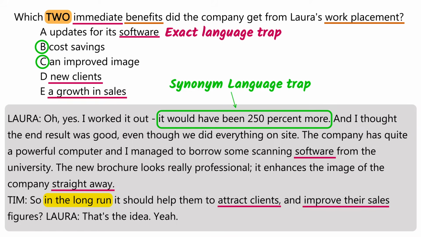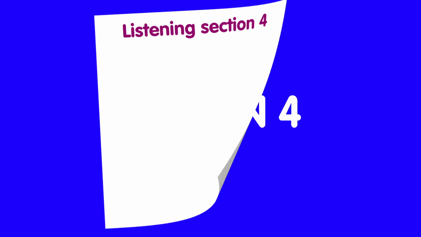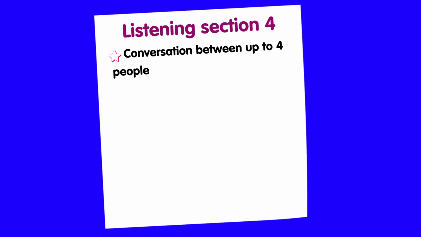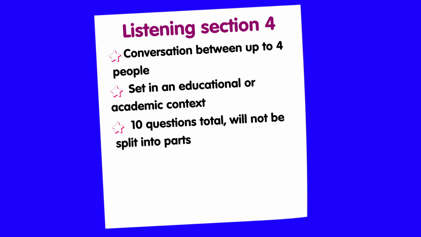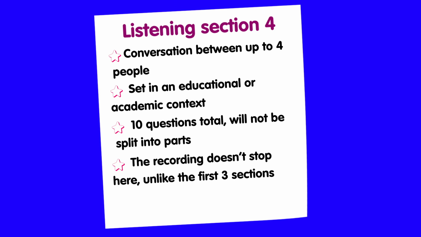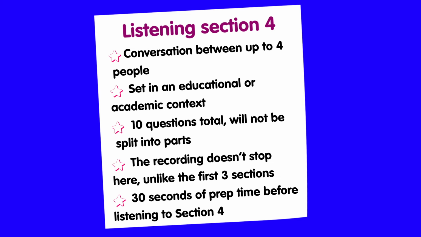Now, let's jump to our next part, which is section 4 of the listening test. In section 4, there's a monologue by one speaker. And like section 3, it's set in an educational or academic context. There are 10 questions total, and the questions will not be split into parts. And the recording doesn't stop here, unlike the first 3 sections, so that makes it a little bit challenging for students. And there is around 30 seconds of preparation time before listening to section 4, so you have enough time to cover almost 10 questions here.